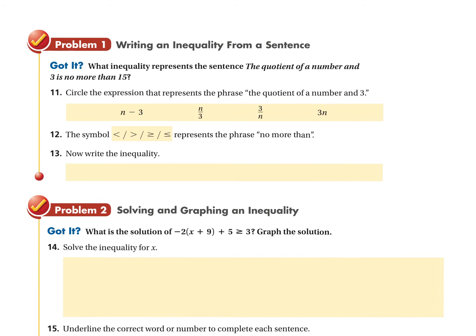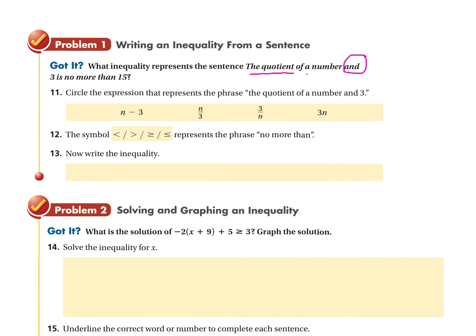All right, so let's look at problem 1. It says, what inequality represents the sentence, the quotient of a number and 3 is no more than 15? So the quotient, that's an important part. Let's go ahead and underline things. The quotient means that it's a division problem. So that means we have to divide two different things. Typically, the word and is going to separate those two things.